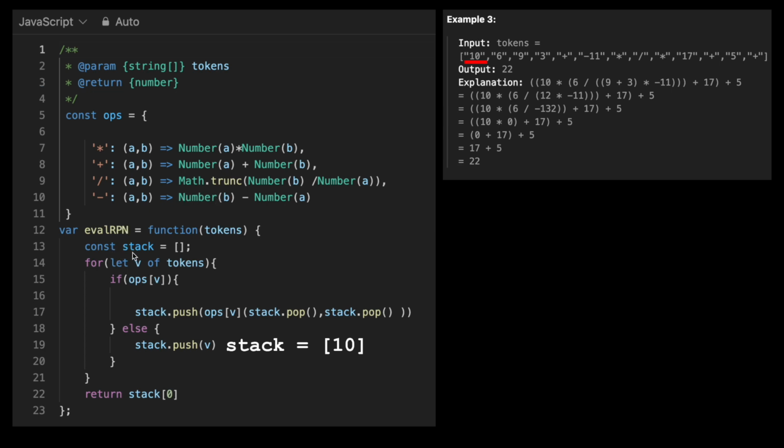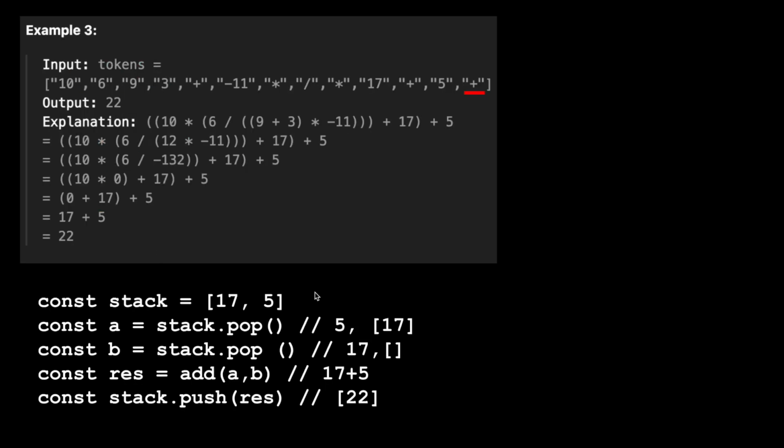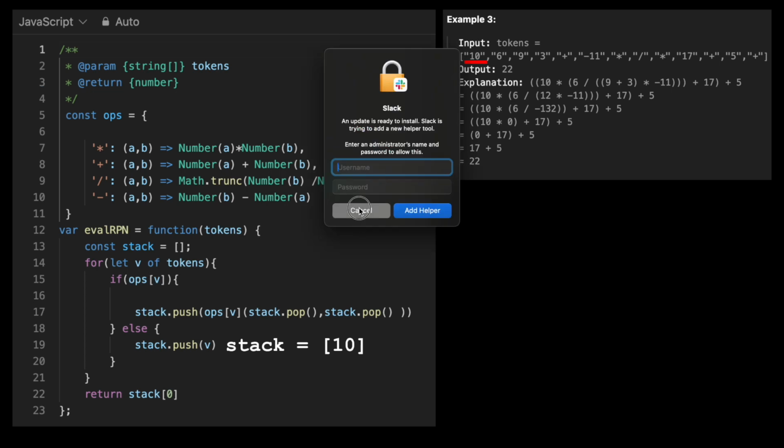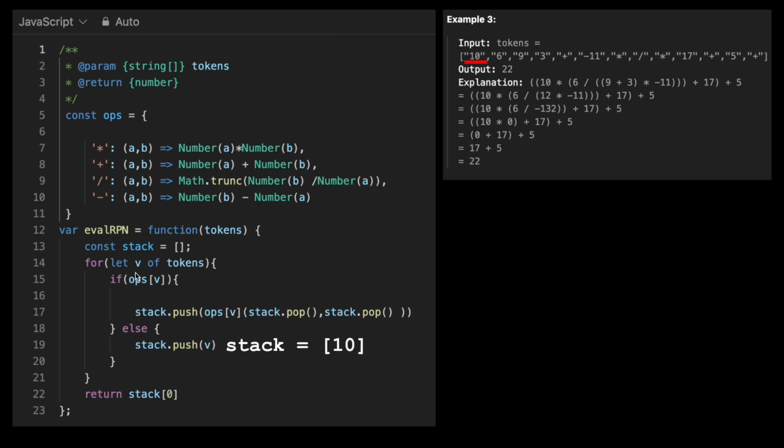So let's go through the code. What am I doing here? I've defined my stack, similar to what I've been writing all along. I've defined the stack in line 13, and this right here, line 14, let v of tokens, v here could be anything, it's a value. So for let v of tokens, I'm iterating through every value. And if I encounter a value that exists in this operation object, I know that it's an operation because I've defined it here. If it is truthy, then we're going to evaluate it, right?